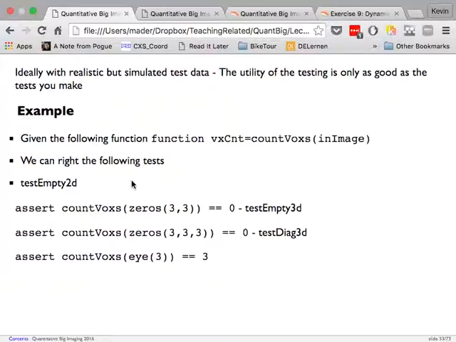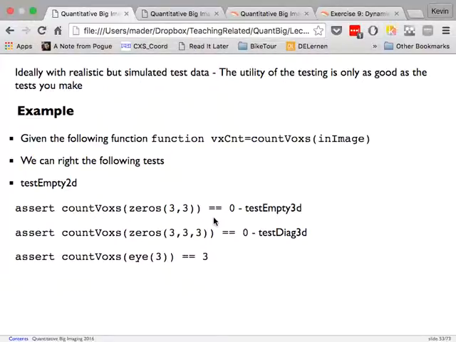If you show someone these examples, you can say, if it's an empty 2D image, it gives 0. If it's an empty 3D image, it gives 0. If it's this identity one, it gives 3. You can also add, in many cases, stochastic tests, where it will generate random data sets, where you know statistically what the answer should be, and you can then make sure that over a lot of different results the answer comes out correct.